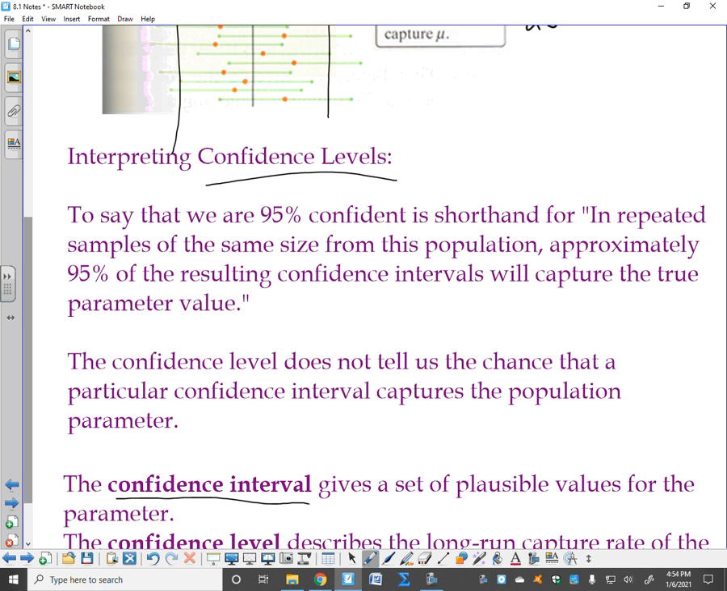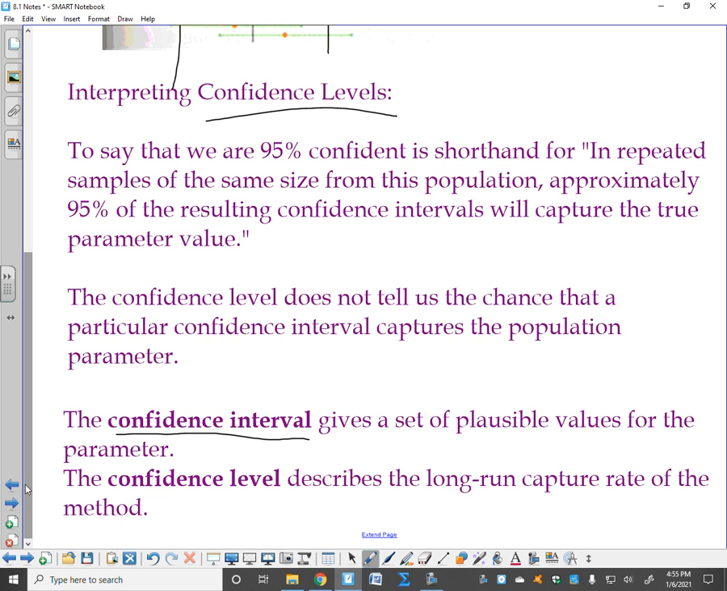Think about the black lines I drew. I only missed one red dot. And that's why you have that word approximately in here. We did 2 standard deviations, so I'm going to capture approximately 95% of them. And I did. I actually captured 96% of them. Approximately 95% of the resulting confidence intervals will capture the true parameter value. The confidence level does not tell us the chance that a particular confidence interval captures the population parameter.